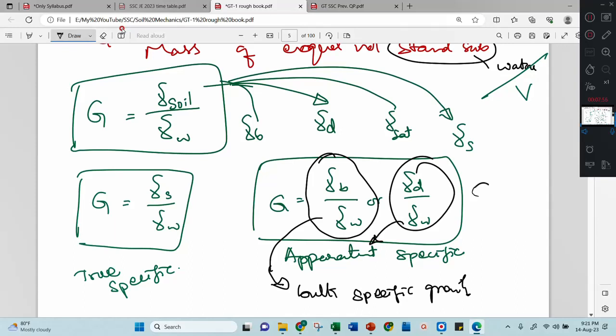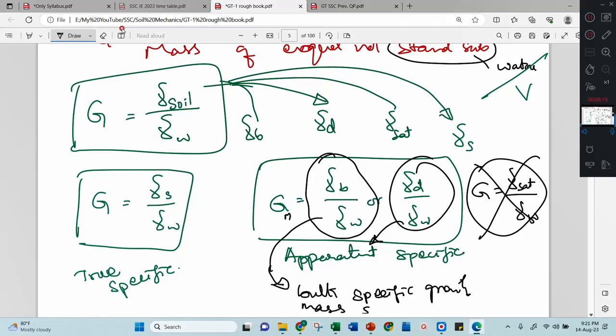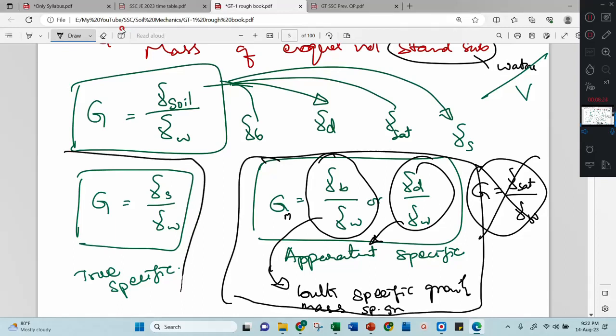Then we don't have any formula like gamma sat by gamma W. Okay, this is not there. We have mass specific gravity, bulk specific gravity, apparent specific gravity, which are not much in use, but true specific gravity is very, very important and we are using it everywhere. This is your specific gravity.